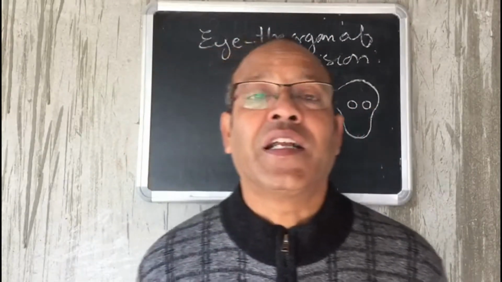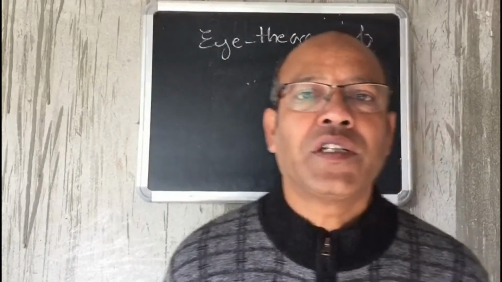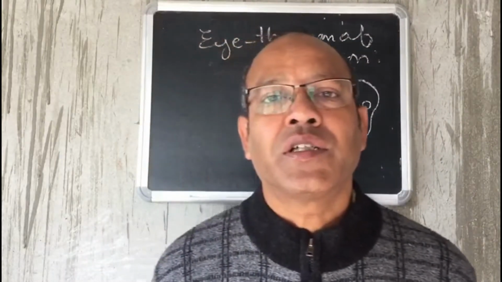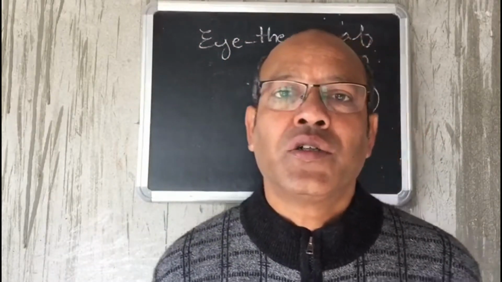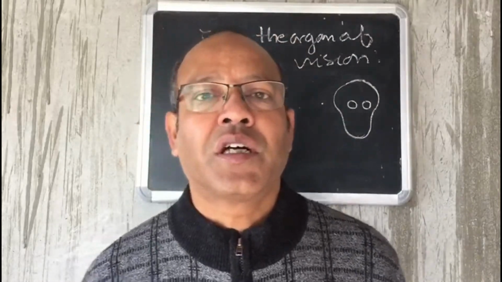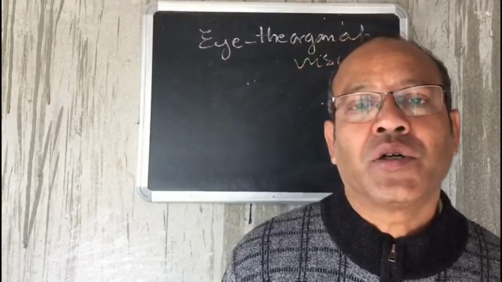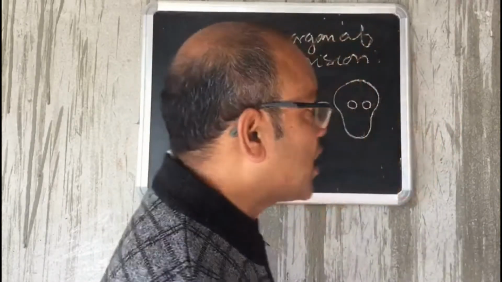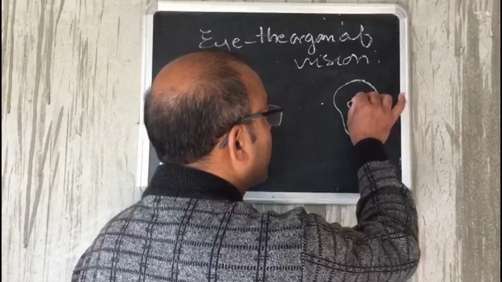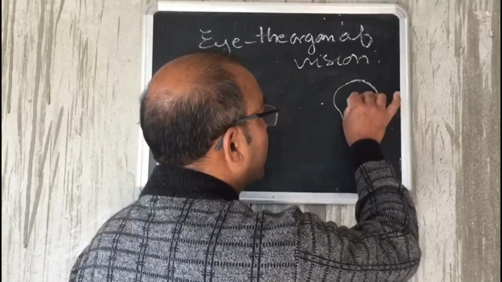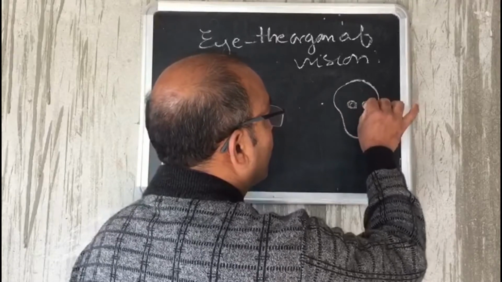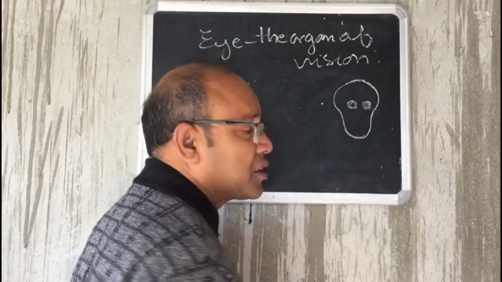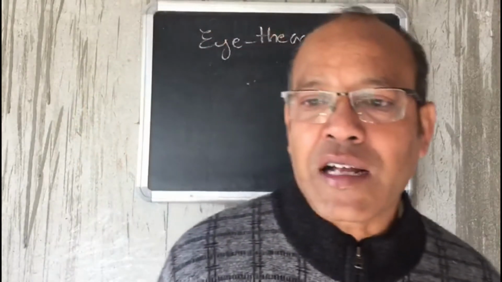Now, eye is a very delicate organ. It is a fluid-filled organ. It is very delicate, so it needs to be protected. To place it directly on the bony skull would be too risky. So, this eye is protected by a pad of fat. There is a pad of fat on which the eye is placed.